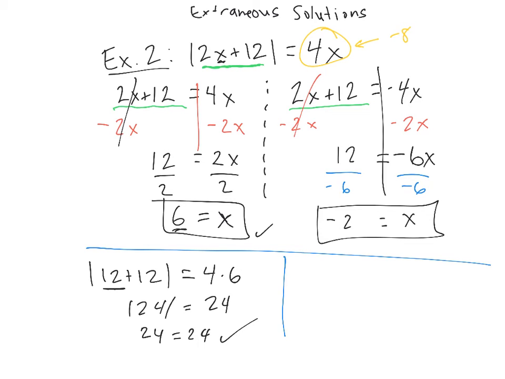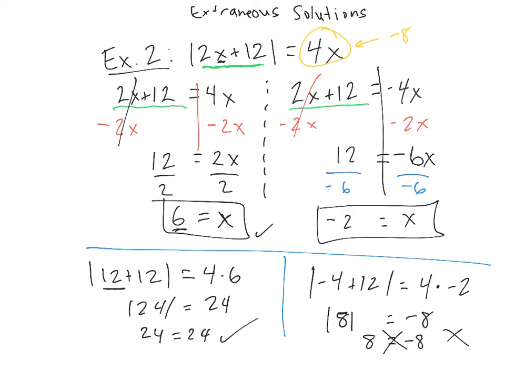For the one on the right, if I plug in my -2, I'm going to get 2 times -2 is -4 plus 12. And on the right-hand side, I have 4 times a -2. -4 plus 12 makes a positive 8. And then 4 times -2 is -8. An absolute value of 8 is just 8, which is not equal to -8. That does not work. So since that does not work, then that -2 is going to be an extraneous solution, and we're going to reject it.